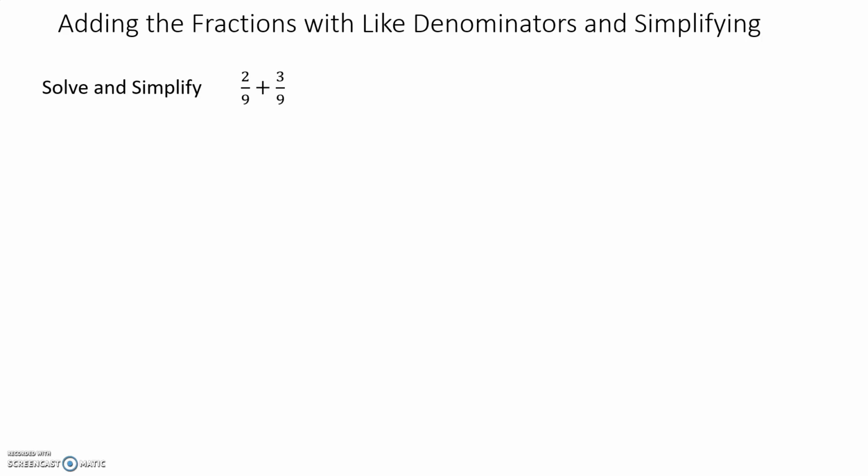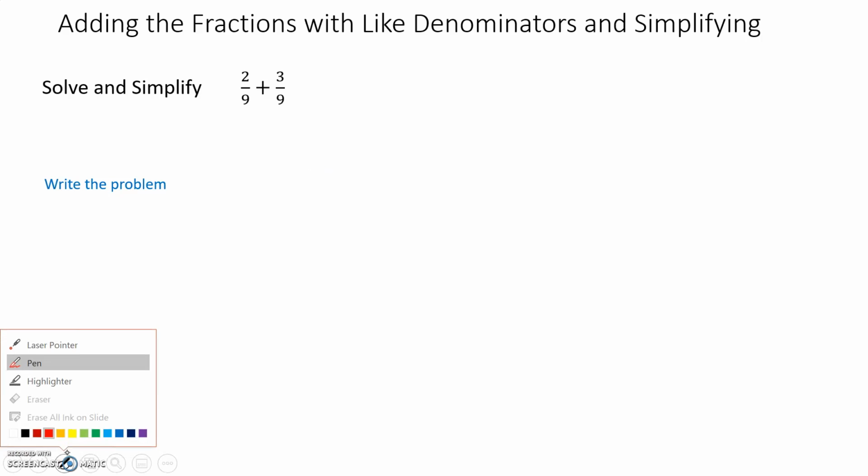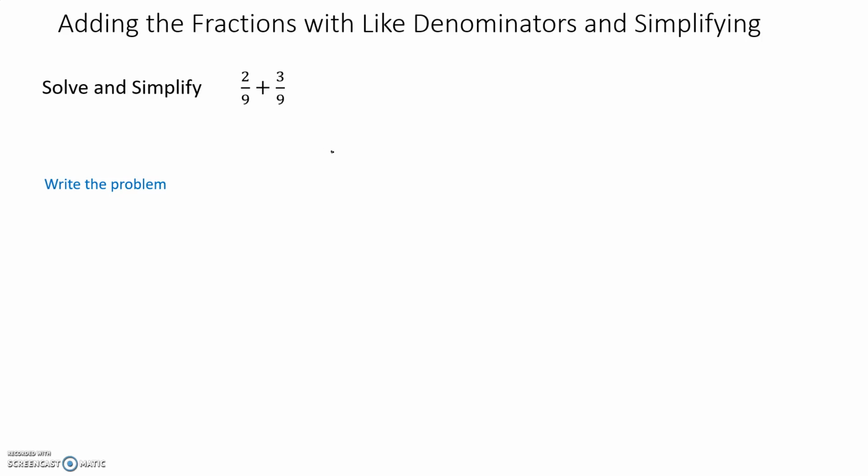Alright, so the first thing that we're going to be doing today is adding fractions with like denominators and simplifying. The first thing that you need to do is just write out the problem. So I have 2/9 plus 3/9. Okay, so that's the first thing I need to do. Just write out the problem.